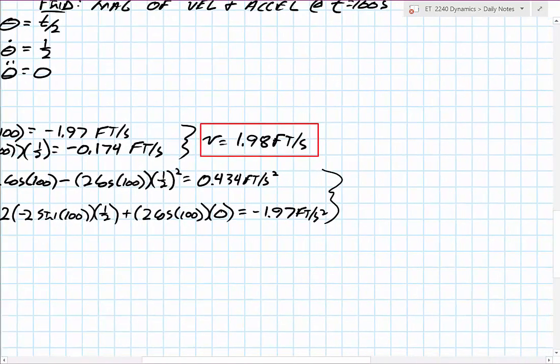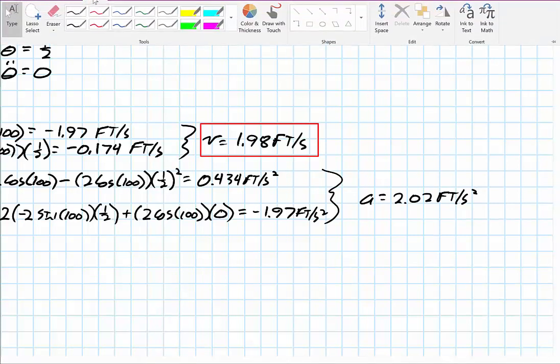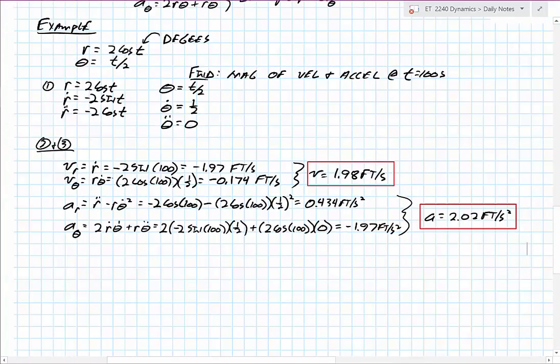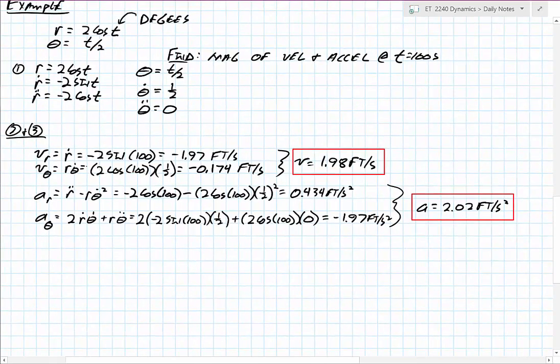So I can combine those two accelerations using the Pythagorean theorem, and I get an overall magnitude of acceleration of 2.02 feet per second squared. So like I said, these problems can look intimidating, but if you work them out in their steps, just keep your dots and your thetas and your r's all consistent. It's basically more of a plug and chug process, which I know a lot of people seem to like.